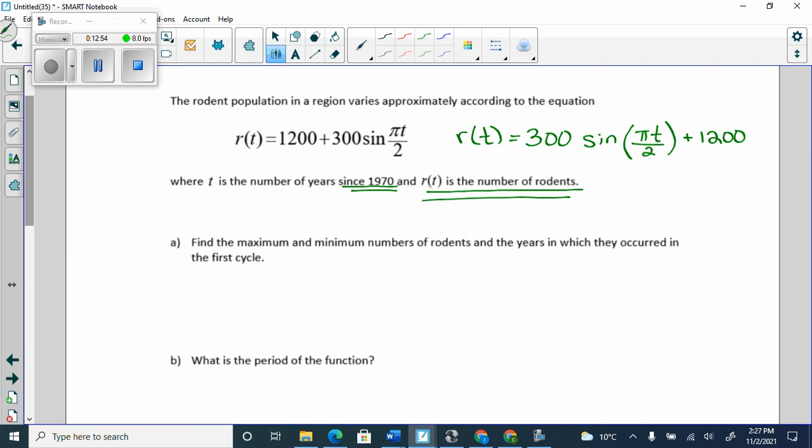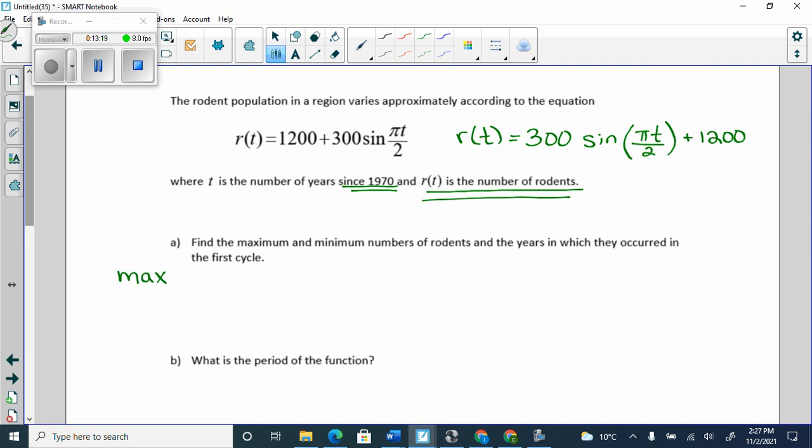So we want to find the maximum and minimum number of rodents, because who wouldn't want to, and the years at which this occurred in the first cycle. So let's figure out what kind of window we can make, because often people are really good at these in their calculators if they can get a window that works. But the window that works is the hard part. So we're going to do that. So we're going to find the maximum first.